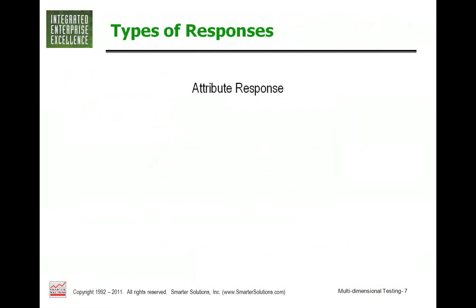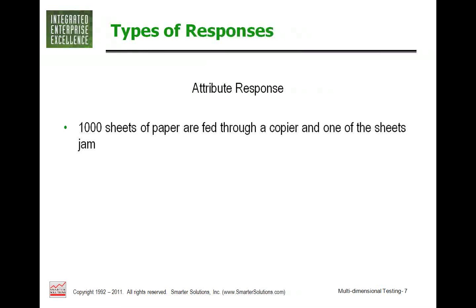Now, another situation is an attribute response. We might put 1,000 sheets of paper through a copier, and then one of those out of 1,000 jams. So the failure rate would be 1 in 1,000. Or we might have transactions that we put through our process, and out of 10,000, we maybe have 3 that fail. So it would be 3 out of 10,000 would be our failure rate. So the idea with this is we have a transaction that either fails or it doesn't fail.